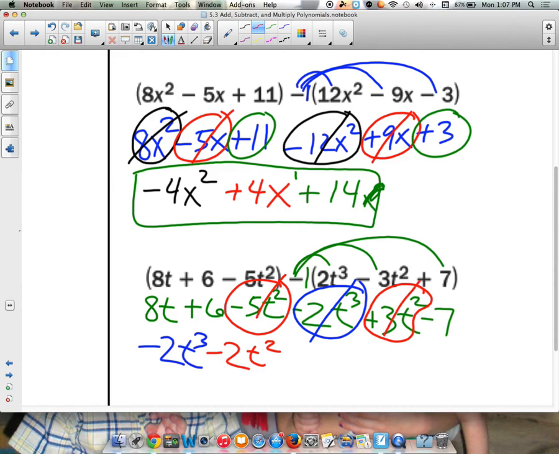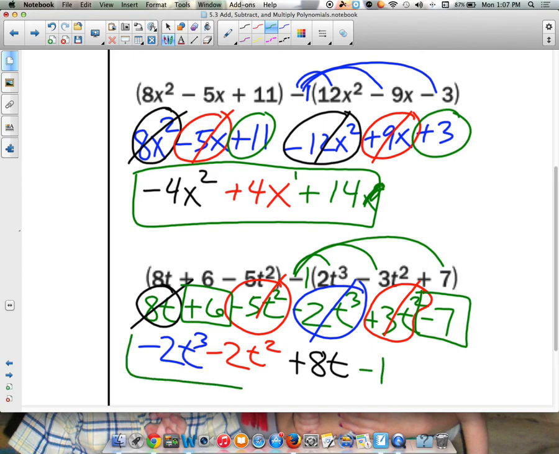And then after 3, then 2, the next t would be t to the first power. And I've got an 8t right here. And I look through, there's a 6 and a minus 7, so it doesn't have a like term. I'm just going to leave it alone, bring it down as plus 8t. If there's nothing to combine, then you don't combine. And then last we've got a plus 6 and a minus 7. Those are like terms. 6 minus 7 is a negative 1. And this would be my final answer.